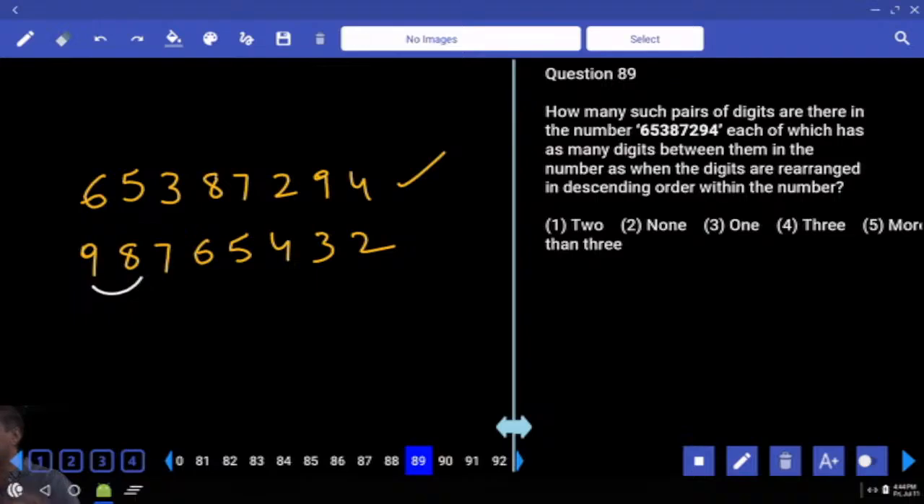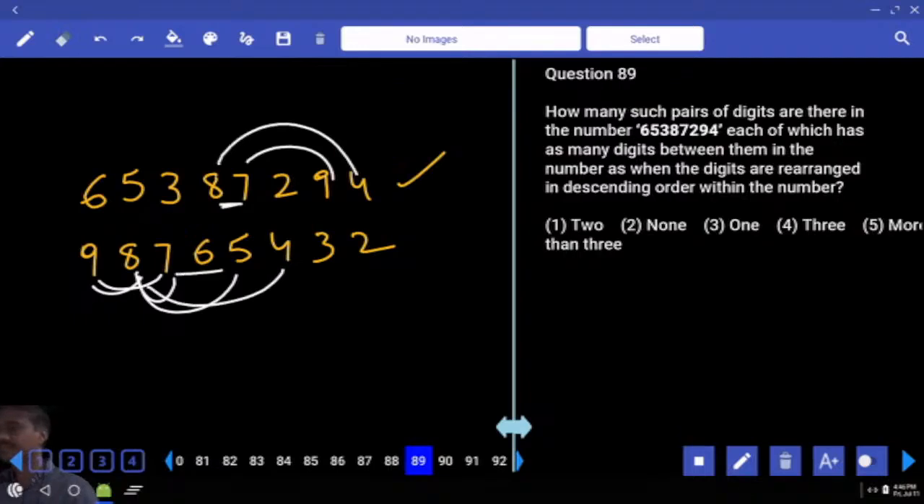Here I am moving my hands, but you cannot visualize that. Now 9 and 7, 1 pair. Then 8 and 7 are consecutive. Next 8 and 4, 3. Done? And more than 3, choice for question number 89.